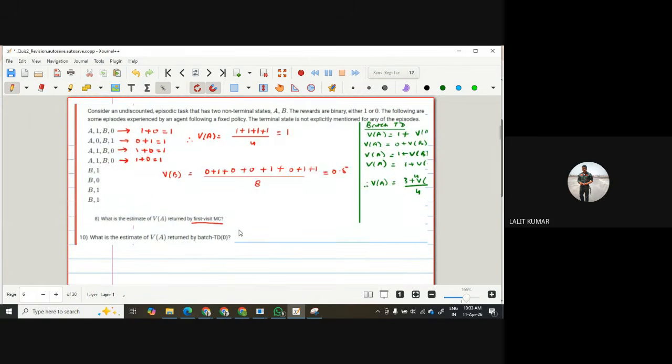Okay, so let's first see the setup. Consider an undiscounted episodic task. Undiscounted means gamma is equal to 1. We will also solve some questions where it is discounted. We will take one example where gamma is 1 and one where gamma is 0.9. So first we solve for undiscounted. It has two non-terminal states, A and B. Rewards are binary, 0 or 1. The following are some episodes experienced by an agent following a fixed policy. The terminal state is not explicitly mentioned.